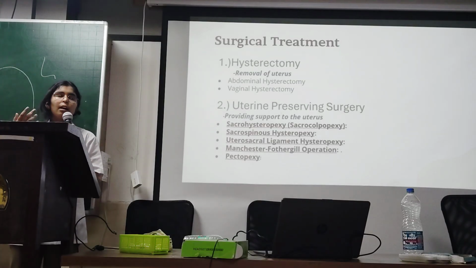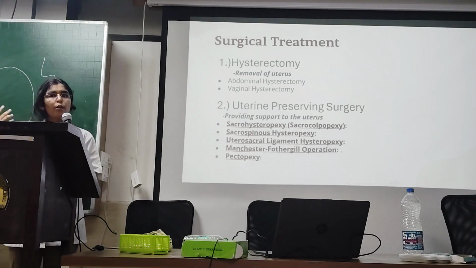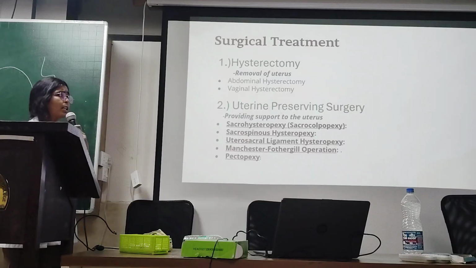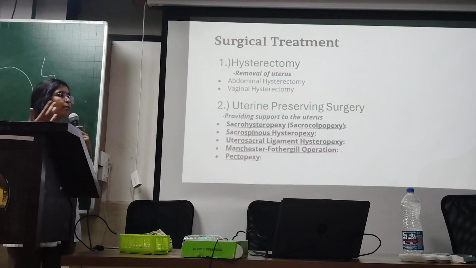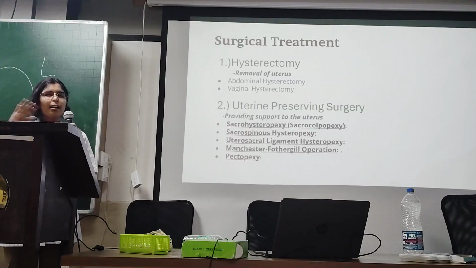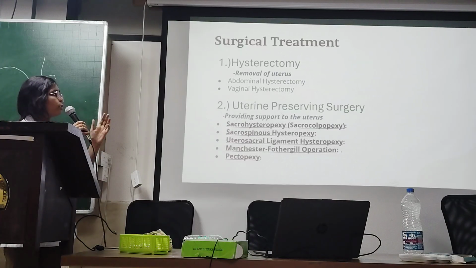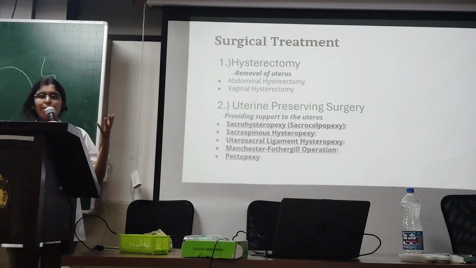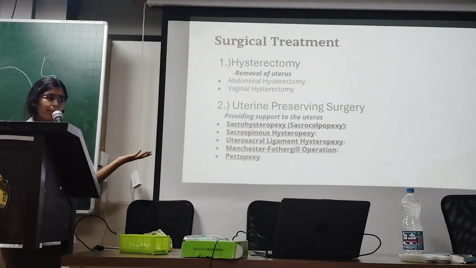But with hysterectomy, first of all, the uterus is removed, so fertility is lost. And again, hysterectomy does not ensure that the natural course of prolapse is prevented, that the other pelvic organs do not prolapse, right? So usually after hysterectomy, a mesh is inserted to support the other pelvic organs.